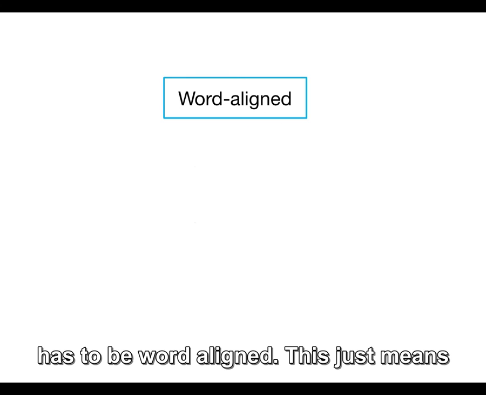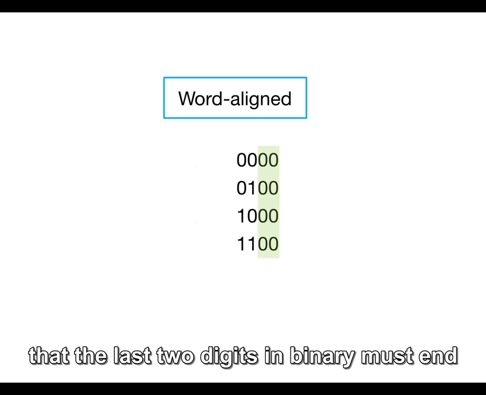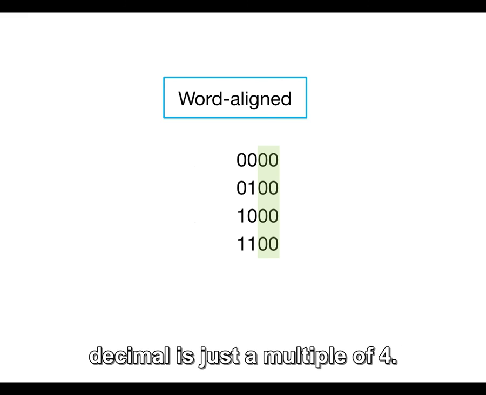Every memory address that you call on has to be word aligned. This just means that the last 2 digits in binary must end in a double zero, which conveniently in decimal is just a multiple of 4.